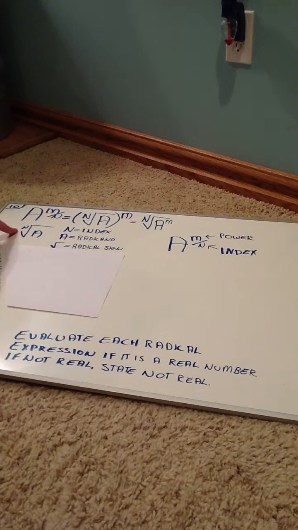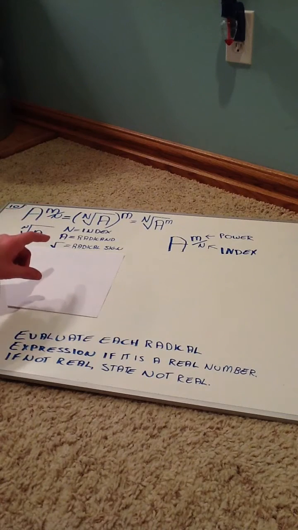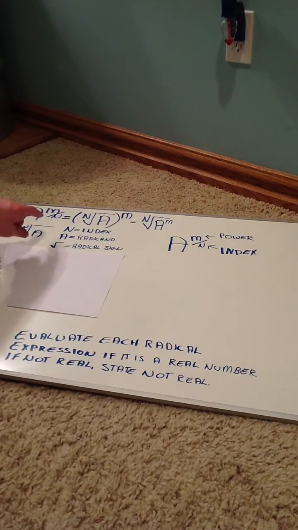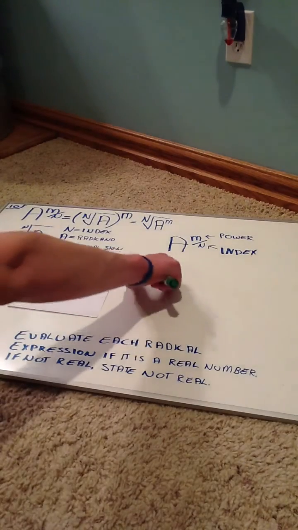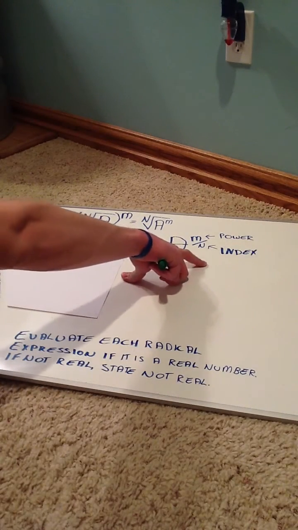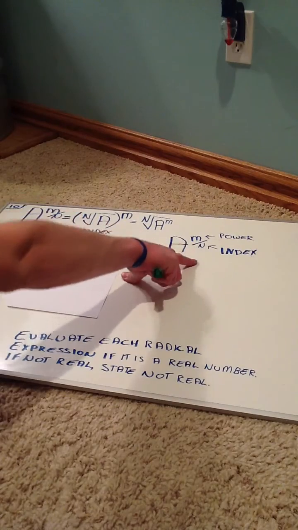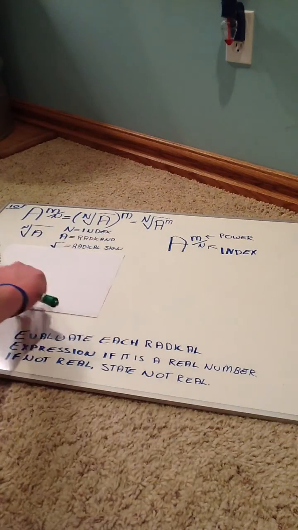Over here, we have the nth root of a. Well, n is what we call our index. A is what we call our radicand. And this funny looking symbol is called our radical sign. So one more over here we have is a to the m over n, where m is our power and n is our index. We'll put this all into play now.